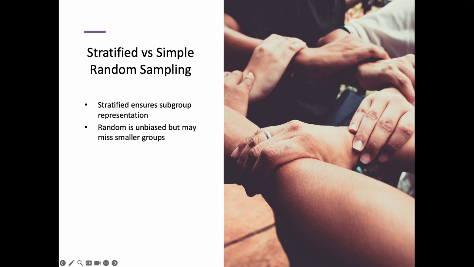It is worth highlighting the key difference between stratified and simple random sampling. Stratified sampling offers the advantage of ensuring representation from all relevant subgroups within the population. This is particularly important when we want to analyze differences between subgroups. Simple random sampling, while being unbiased, may not always capture smaller or less prevalent groups adequately.